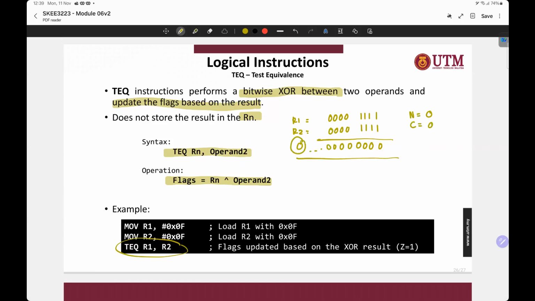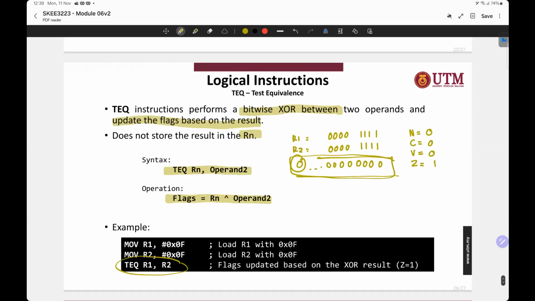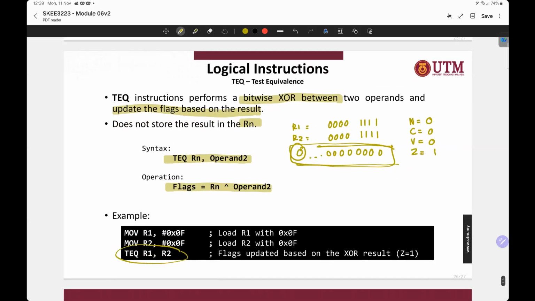C also, no carry from bit 31 to 32. V is also 0. Meanwhile, your Z now becomes 1. Why does it become 1? Because there is no value here; the value is 0. So Z equals 1. That's it for module 6. Any questions from you guys?